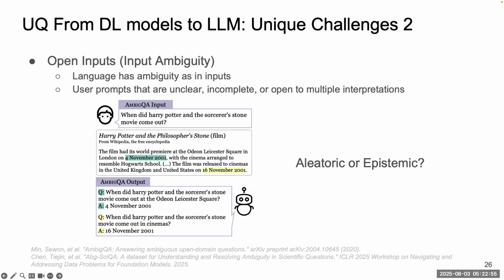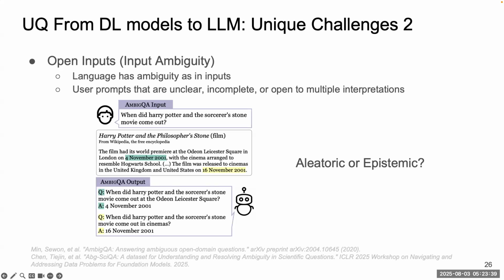So the model might respond with either date, both being technically correct given the implicit meaning of "came out." And how do we interpret this uncertainty when the input itself has inherent ambiguity? This type of challenge also makes us think, is this uncertainty more like aleatoric uncertainty or epistemic uncertainty, the model uncertainty or data uncertainty? Is it because of the input data, or is it just that the model does not know?